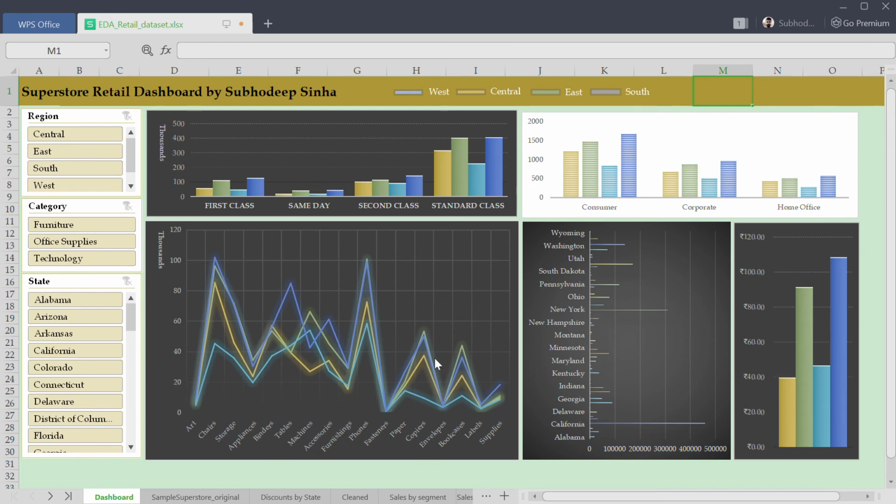So that's it, and here is the profit chart, and this profit chart shows how much profit is earned per region. And what we see here is that the western has the highest profit, followed by the eastern, and I think, yeah, the central region has the least profit.